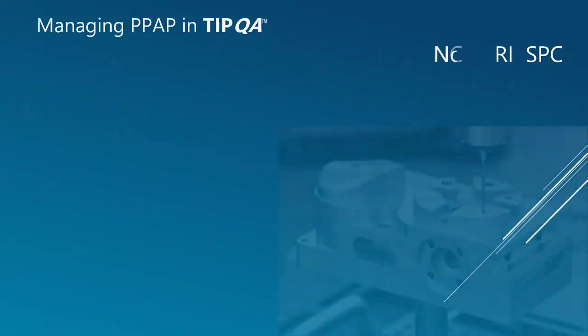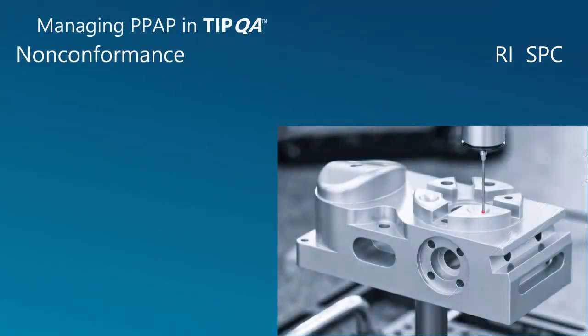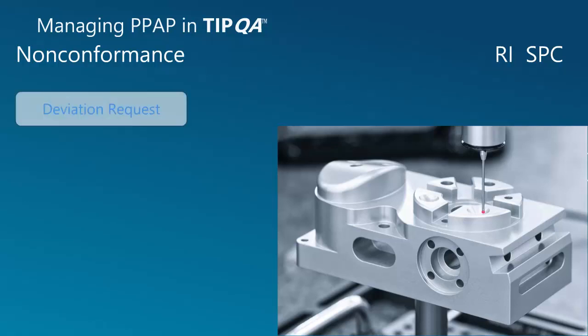If you are the customer requiring the PPAP from one of your suppliers, TIPQA has the capability to allow that supplier to create a nonconformance document in TIPQA as a deviation request by use of the portal. This could be helpful for the speed and accuracy of your process, especially if other departments such as engineering need to review the nonconformance before deciding whether to proceed.